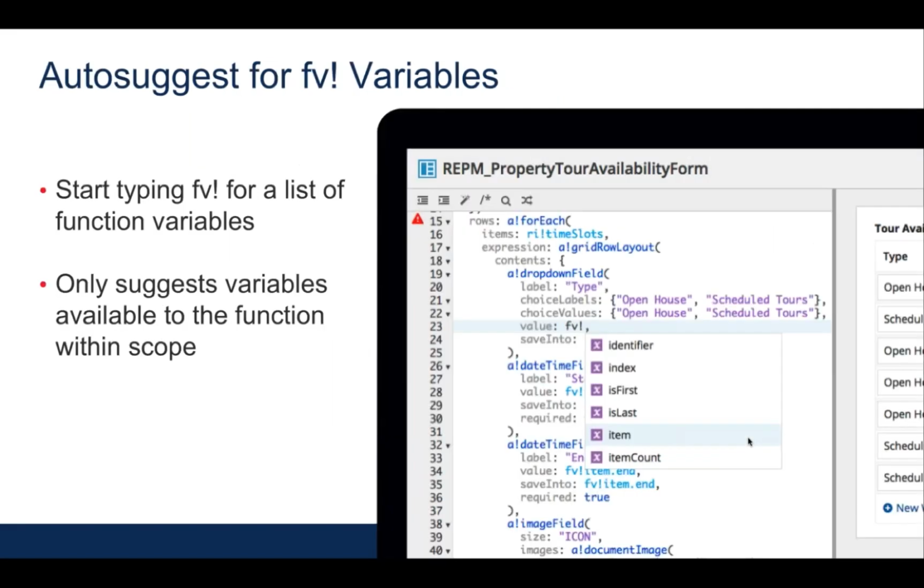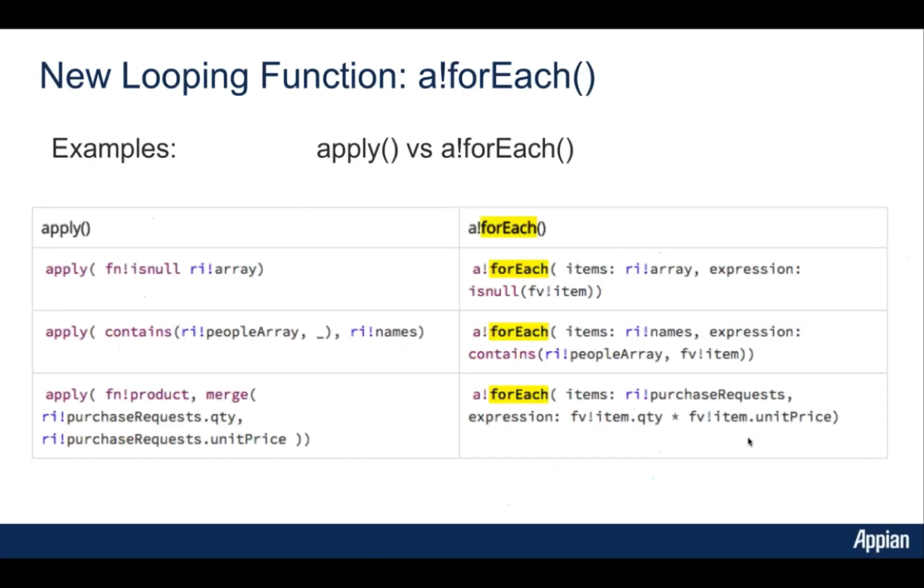Now, if you want to access these special FV variables, simply type in FV bang while you're inside the for each function. You'll get a drop down of all those variables: identifier, index, is first, is last, item, and item count. Each of those has a special function, like index is going to be the index of the value I want. Item is the current item inside the array. And you can use these throughout the entire logic of your expression to understand exactly where I am inside the overall array iteration.